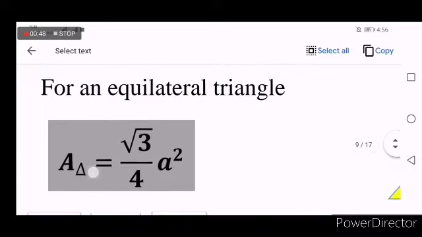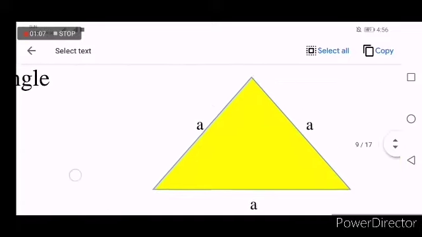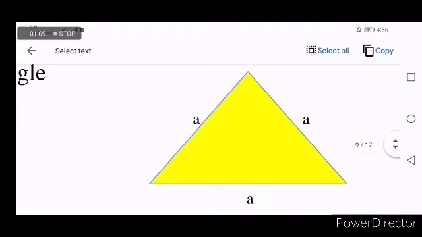The next is a simple formula whenever you get the area of any equilateral triangle. Yes, equilateral triangles are triangles with equal sides. So you can just use square root of 3 over 4 times a squared, wherein a is the side or one of the sides of the equilateral triangle.